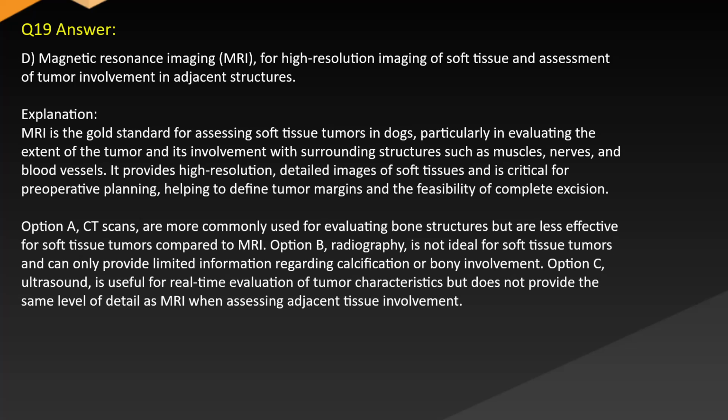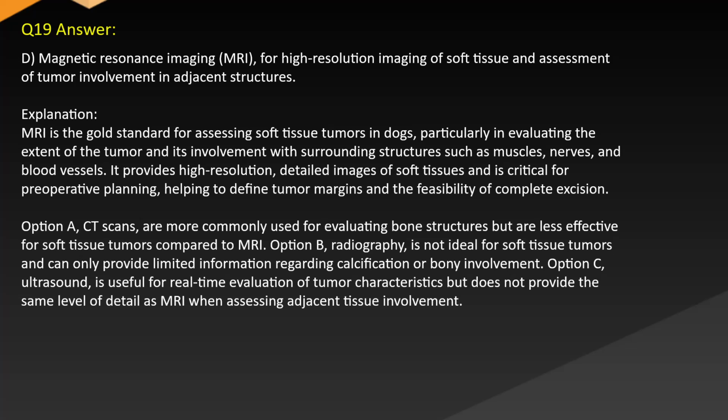It provides high-resolution, detailed images of soft tissues and is critical in preoperative planning, helping to define tumor margins and the feasibility of complete excision. Option A. CT scans are more commonly used for evaluating bone structures but are less effective for soft tissue tumors compared to MRI. Option B.